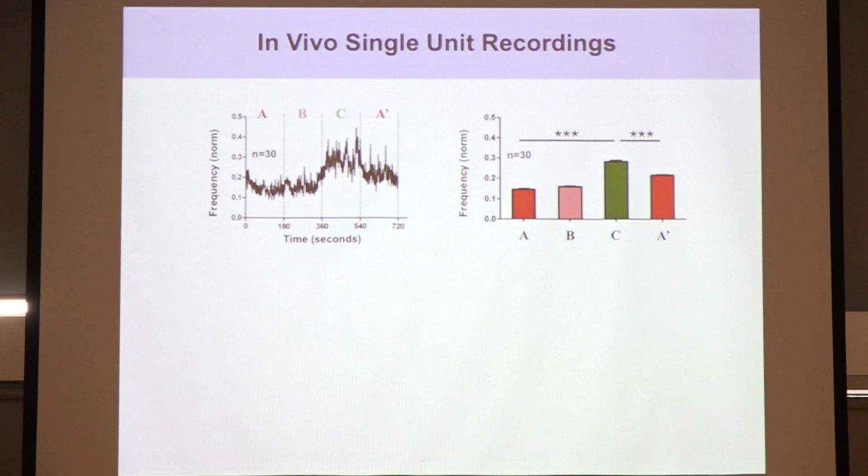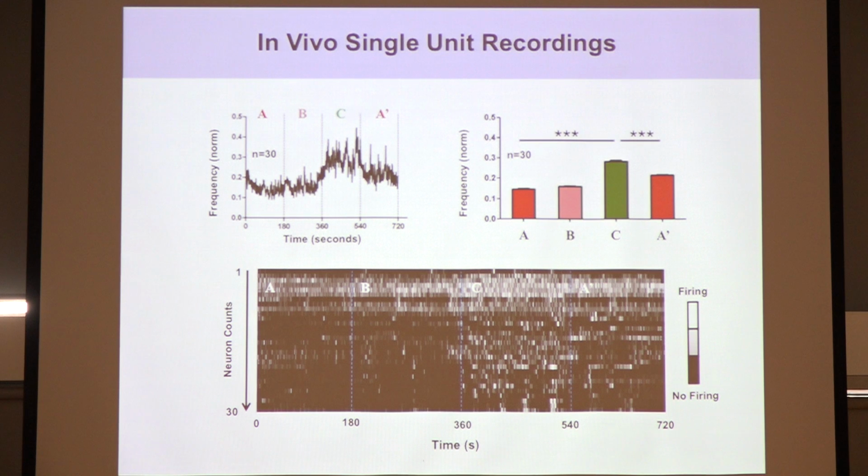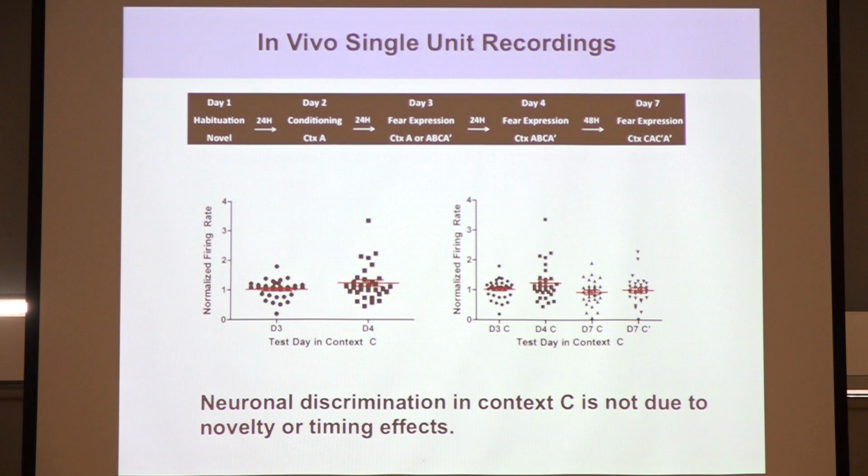This is the quantification of it, where you see the strong increase here. And this is another way to represent the data. You have the 30 neurons here. Each line is a neuron, and in black or white you have the firing activity of the neuron. And you can see that there is a massive increase in the firing activity in the C context.